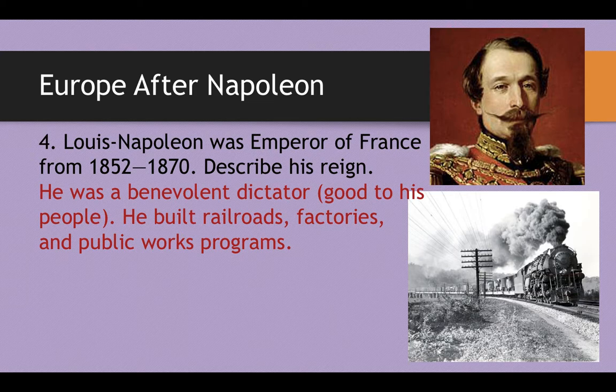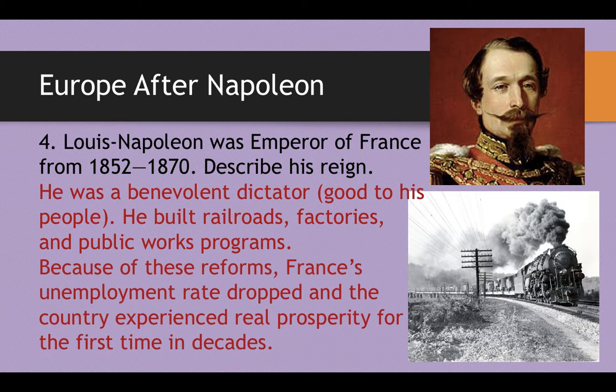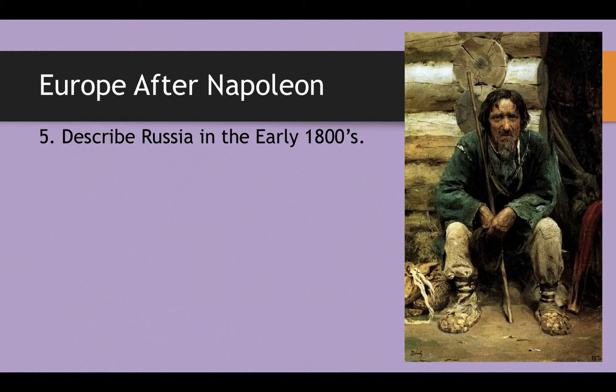He built railroads, he built factories, he built public works programs, things to make his people's lives better. And because of these reforms, France's unemployment rate dropped for the first time in a really long time, and the country experienced real prosperity for the first time in decades. Remember, before the French Revolution, the French peasants were hungry and they were taxed too high. And the economy really hasn't bounced back since then, not until Emperor Louis Napoleon, who became known as Emperor Napoleon III. So this was really when France started to experience real prosperity. And by the way, that's the first photograph we've had on any of our slides. All right, so we're getting closer to the present day, you can see.